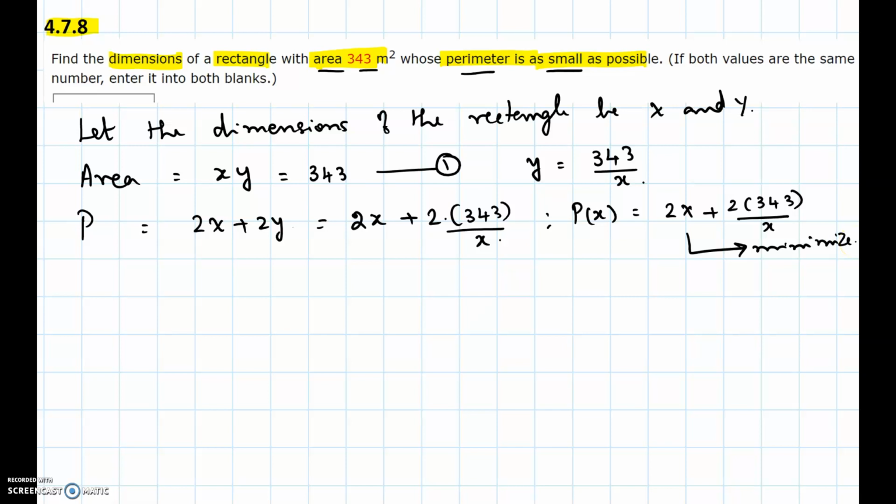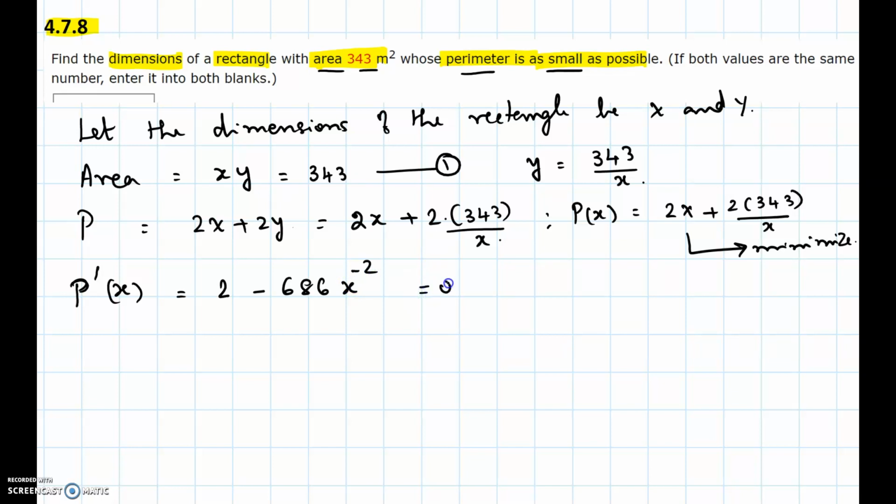In order to minimize the perimeter, we will have to find out the derivative. So derivative of this function, p of x, which is derivative of 2x, which is 2. And then for the second term, it is 2 times 343, that is going to be 686. So it's going to be 686 x to the negative 1. So it's negative 686 x to the negative 2. So that will be the derivative of that function.